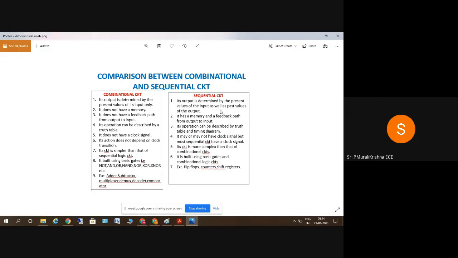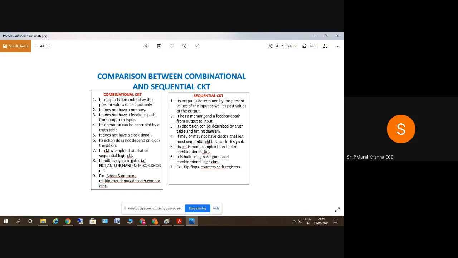Similarly, the combinational circuit's output depends only on the present inputs you are giving. In the case of sequential circuits, it depends upon the present inputs and also the past history of the inputs is essential. Why do we need memory here? Because it has to store the past history, so we need memory in sequential circuits. Whereas in combinational circuits, we don't need any memory because there is no need to store the past history of the inputs.